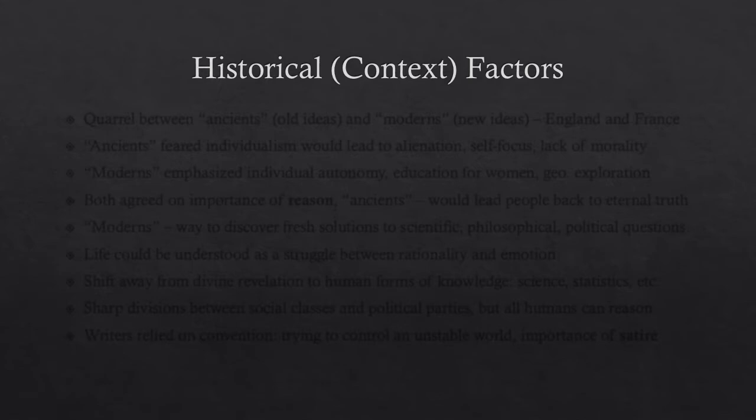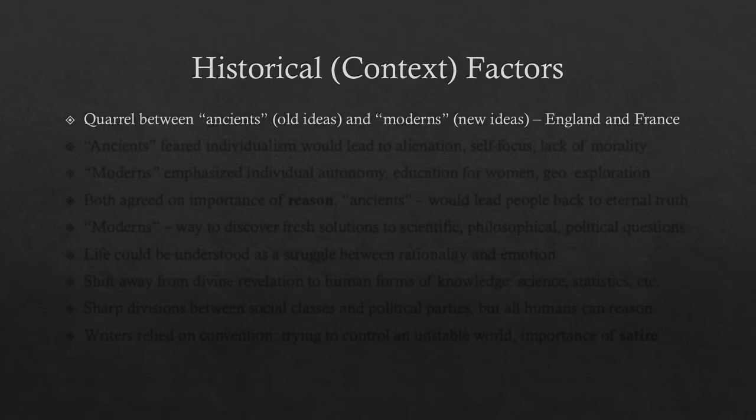So first, a little bit of background on the Enlightenment. It was defined by a quarrel between what we call the ancients, old ideas, and moderns, new ideas. And you particularly saw this debate in England and France, but it was also taking place in other countries. So what was specifically at stake here?